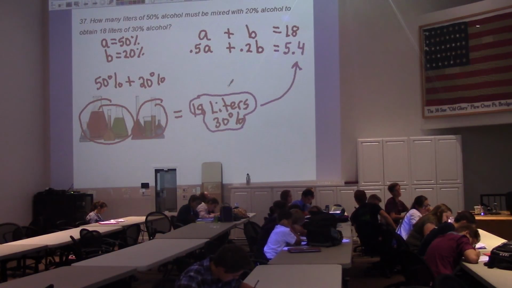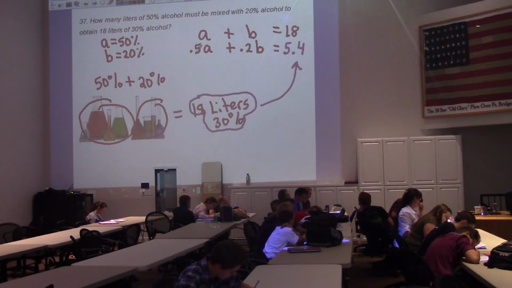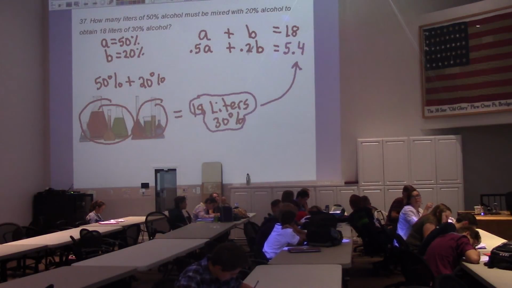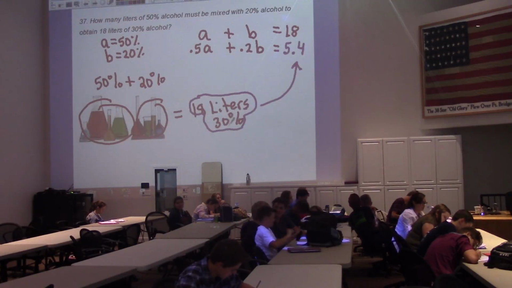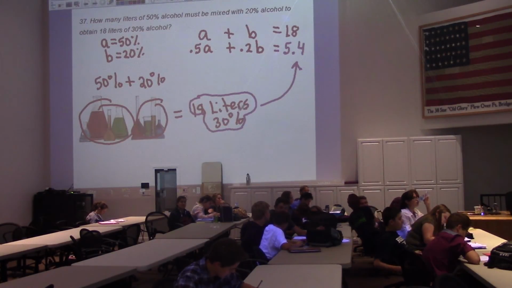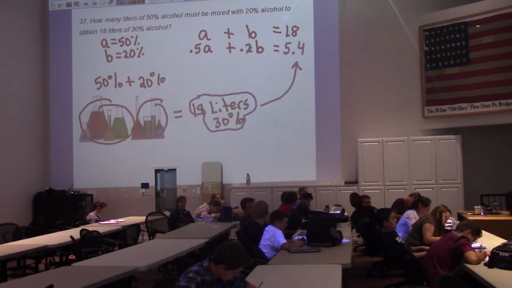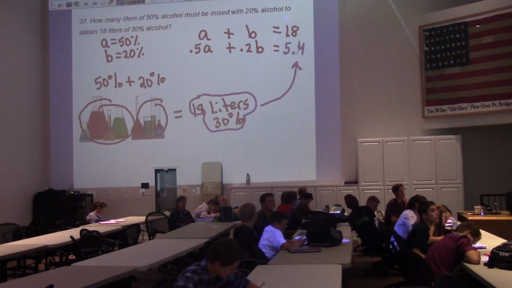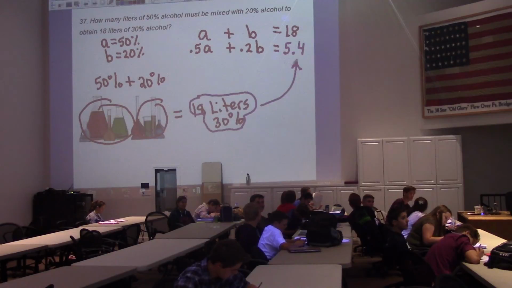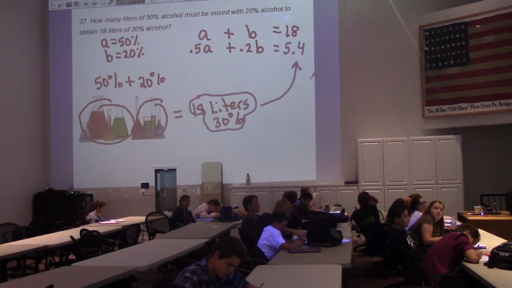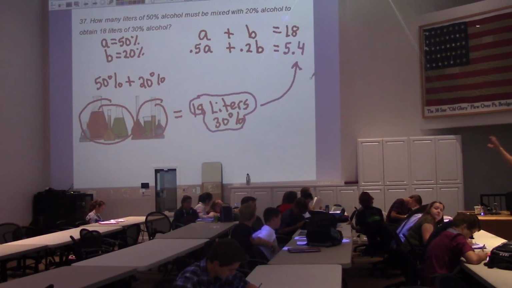Because guys, look at what I'm doing here. This term is purity times A. This term is purity times B. This has to be purity times the whole mixture. So the equation makes sense. Purity times A, purity times B, purity times the whole thing: 18 times 0.3. That way the equation makes sense. Okay?